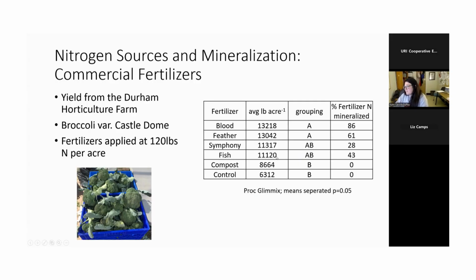Right here, we have average pounds per acre. And what I wanted to show you was I got the best yields with the blood and the feather meal. And I think that is correlated to the amount of nitrogen mineralized from those products. So I got the most nitrogen recovery, the most mineralization from blood and feather meal in that situation, which led to higher yields compared to my control.